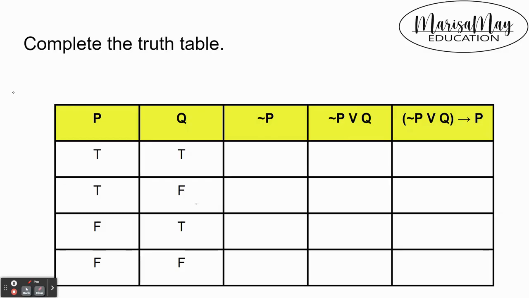In this video, we're going to complete the truth table that you see here. Now, notice that in the first two columns, I've already put the true false combinations that are possible when you have two different statements. Now, let's fill in the next column. Remember what this tilde symbol means?